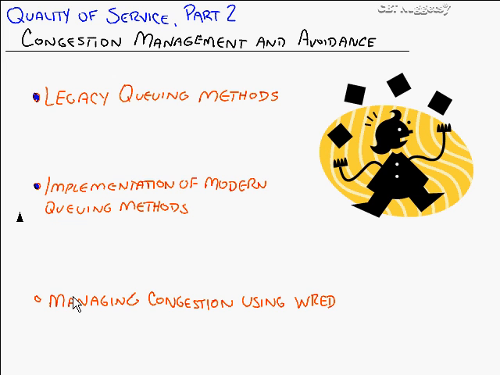All of the modern queuing methods have to be implemented using the MQC standard. Cisco designed it that way, so you are unable to implement things like low latency queuing in the legacy CLI method. Finally, after we implemented those, we got into managing congestion using weighted random early detection. That's almost a misnomer. I almost want to say avoiding congestion using weighted random early detection, dropping packets early so that we can avoid having to get into all of the management methods by keeping that congestion from building up in the first place.